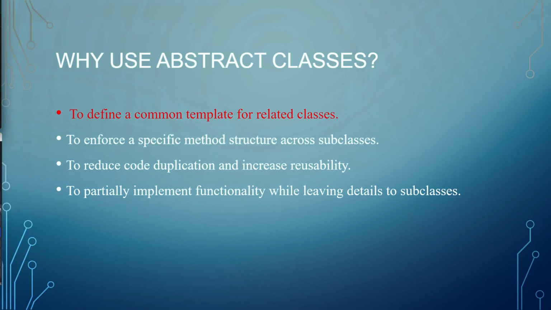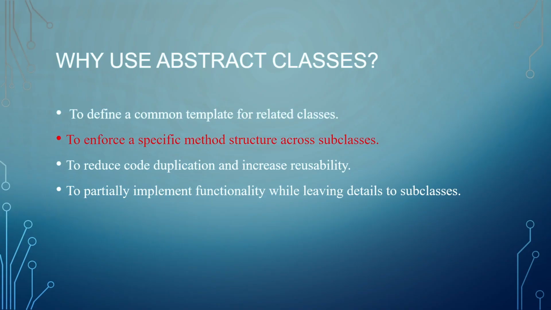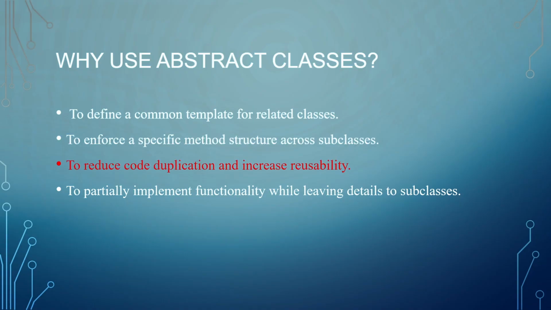And then let's talk about why we use abstract classes in programming. First, they allow us to define a common template for a group of related classes, ensuring they all share a consistent structure. Second, abstract classes enforce a specific method structure across subclasses, so each subclass must implement certain methods in its own way. Third, they help reduce code duplication by placing shared logic in one place, which also makes our code more reusable and easier to maintain.